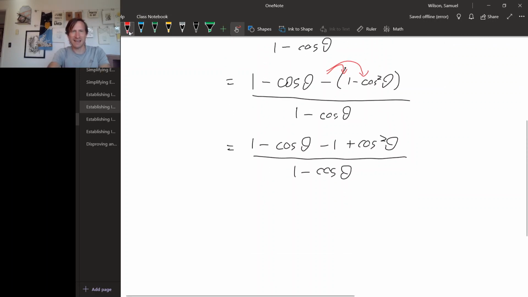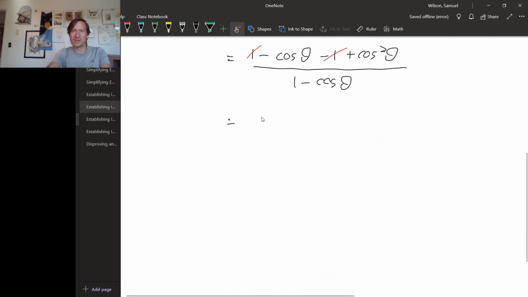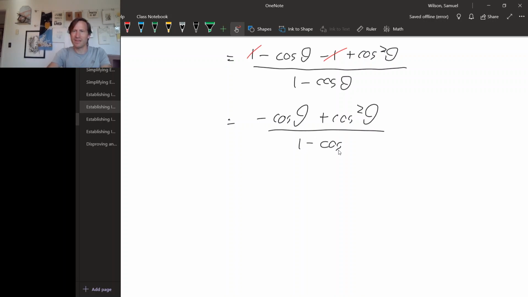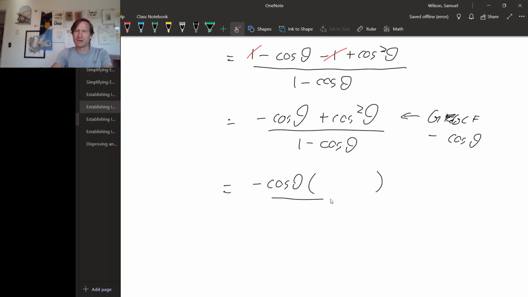And now I see that, yes, we can combine some terms. These ones are gone. So we're left with minus cosine theta plus cosine squared theta all over 1 minus cosine theta. Now in this numerator, both terms have a greatest common factor of cosine theta. And while we're at it, we might as well factor out a minus sign as well. So let's factor out minus cosine theta from our numerator. The denominator is going to stay the same.